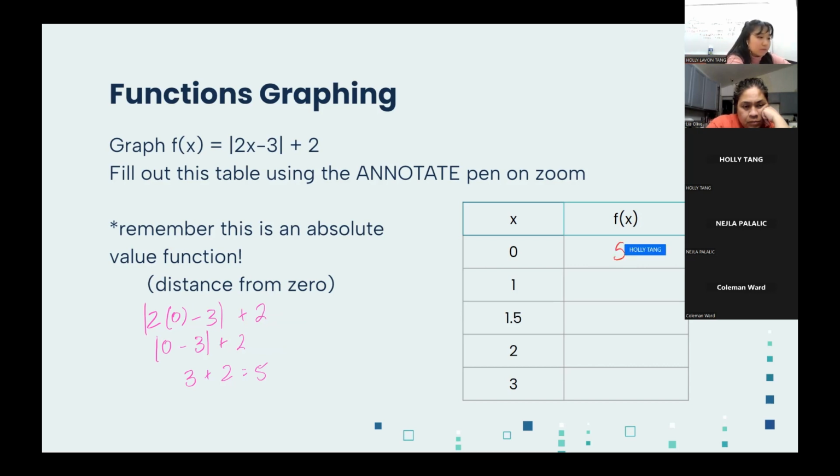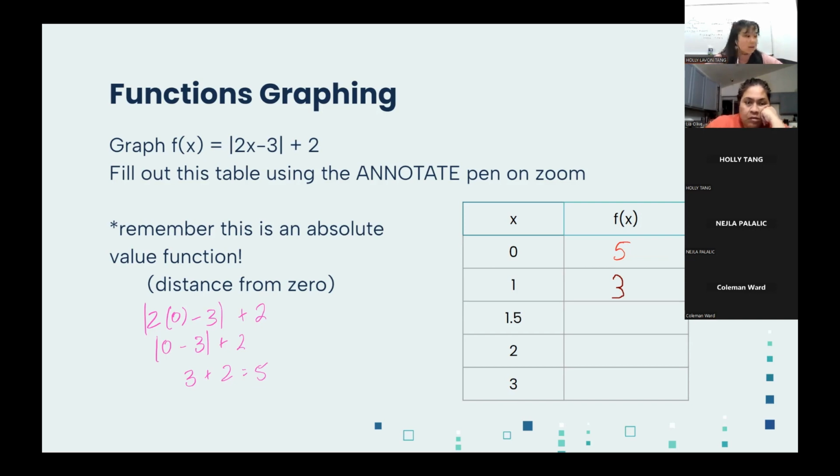Can anyone do where x equals 1? I have a question. Yeah, Holly, really quick. So how come that changed from -3 to just a 3? Is it because it's in between those absolute value bracket things? Okay. Yeah, so anything in the absolute value automatically gets its value changed to a positive number. Okay, thank you.